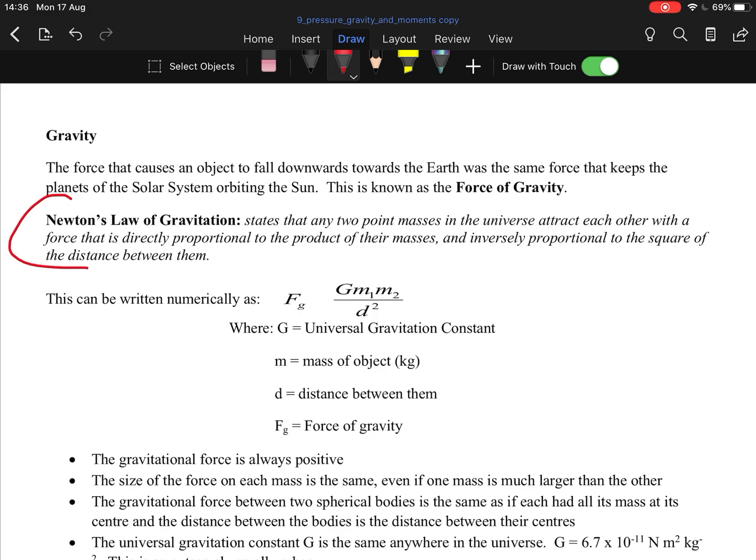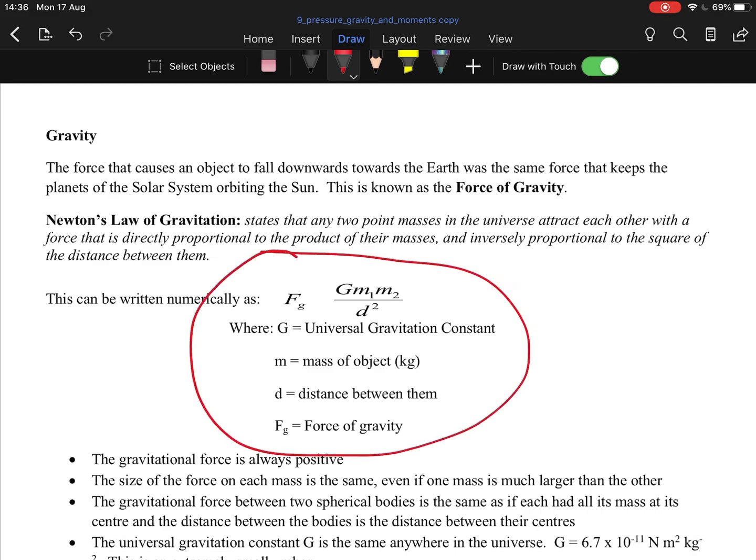So we're back again to looking at a Newton law. What is Newton's law of gravitation? It is that any 2 point masses in the universe attract each other with a force that is directly proportional to the product of their masses and inversely proportional to the square of the distance between them. That is an insanely long, confusing definition. That is why I tell people, use this.